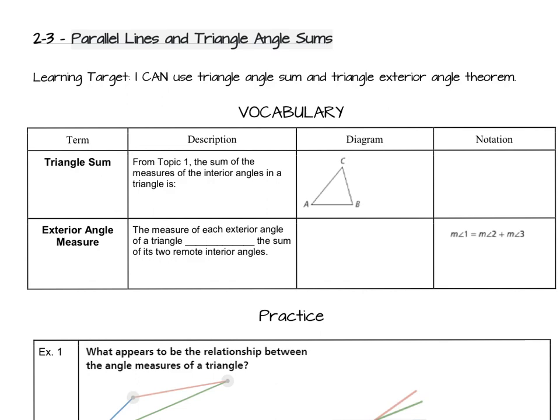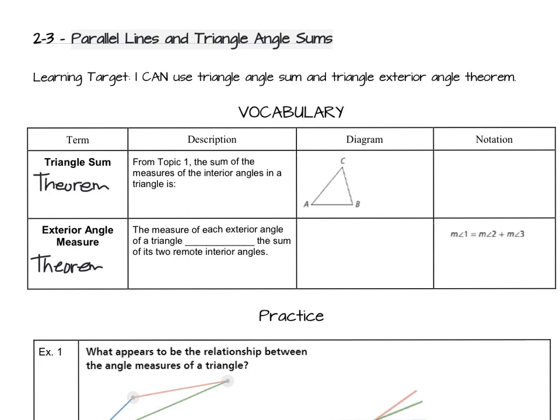Our next lesson in Topic 2 is Lesson 2.3, Parallel Lines and Triangle Angle Sums. In this lesson, our learning target is to use the triangle sum and triangle exterior angle theorems. A theorem is something that is proven to be true. Our first is the triangle sum theorem.